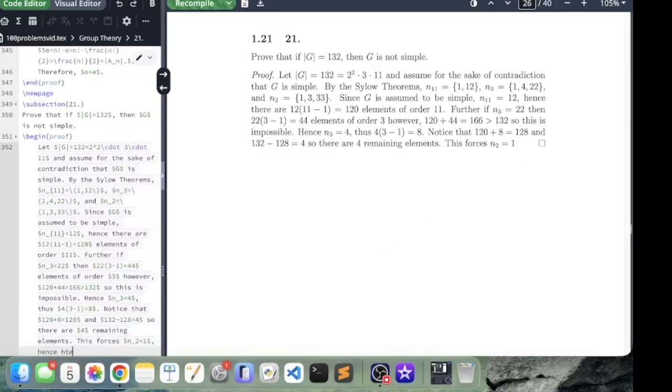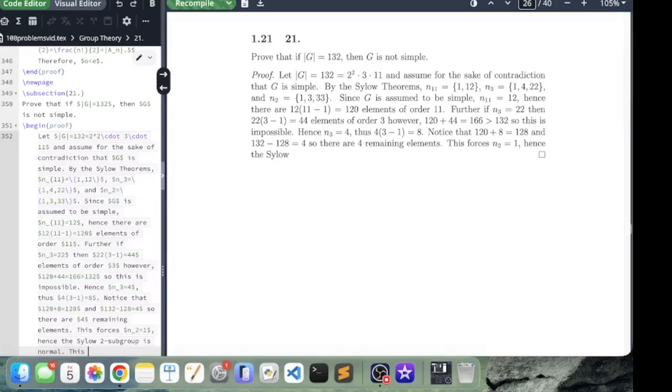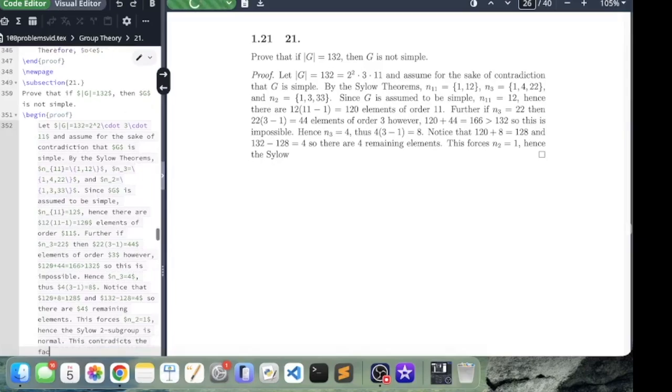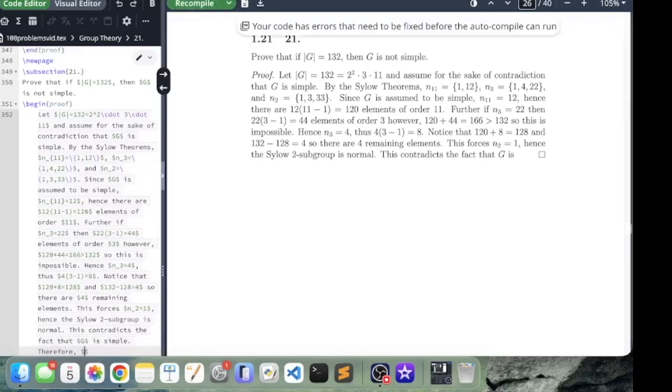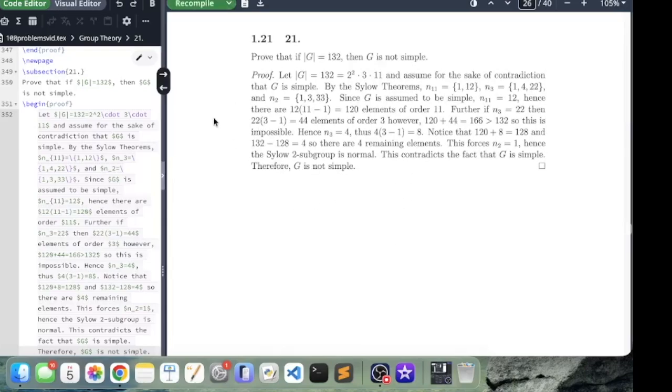Hence, the Sylow 2 subgroup is normal. This contradicts the fact that G is simple, therefore G is not simple. Quick counting argument with Sylow theorems.